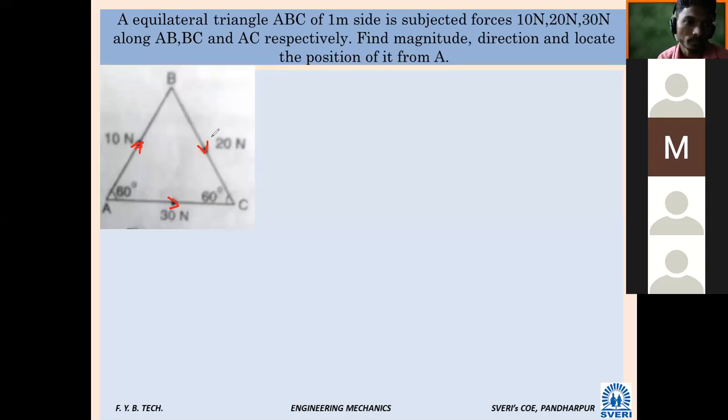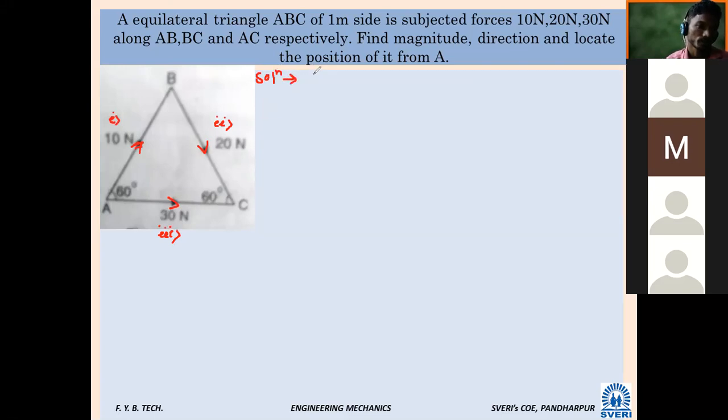So how many forces? Suppose for this force I will say force number 1. For this I will say force number 2. And for this 30 Newton, I will say force number 3. So let's start the solution without wasting time. Solution. So what is our first step?